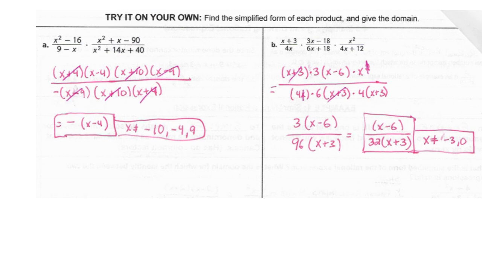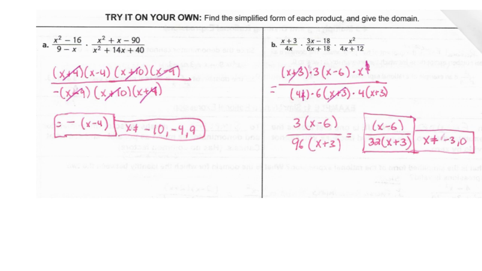And your excluded values are -10, -4, and 9. The next one, when you factor them out, your x plus 3 cancels one of them. And then the 4x and x squared, you can cancel out one of those x's, right? So you only have an x left up top and a 4 on bottom for that part.